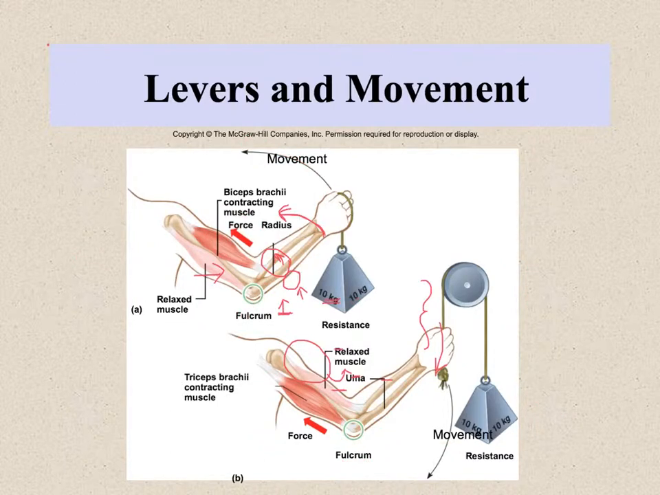The contraction of the triceps in the second example is also a concentric contraction, because even though the arm is lowering, it is your triceps muscle back here that is working, and it is contracting as the arm lowers.